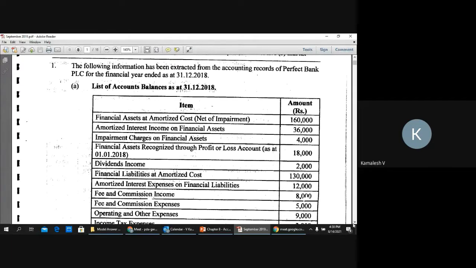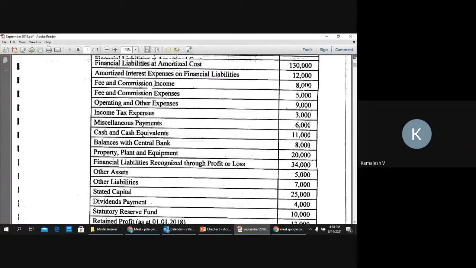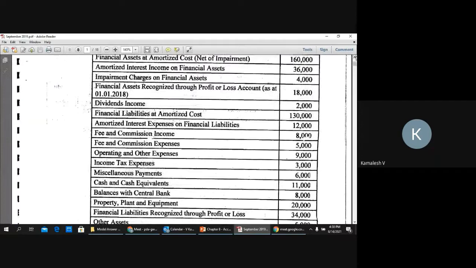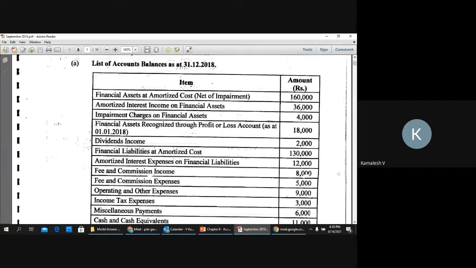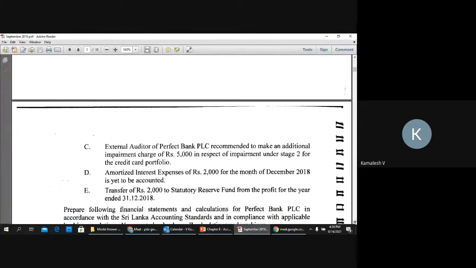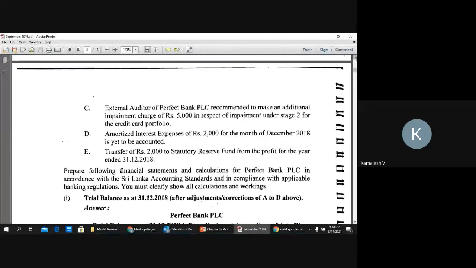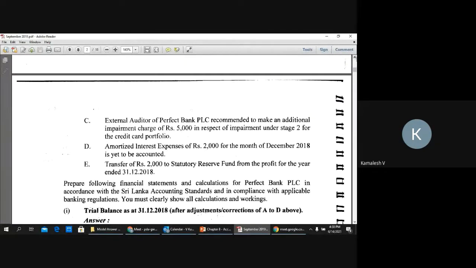If you really see, this is question number 1, which I have been telling you about. They say list of account balances. They have given you a huge list like this, and then what they want you to do is prepare the trial balance.